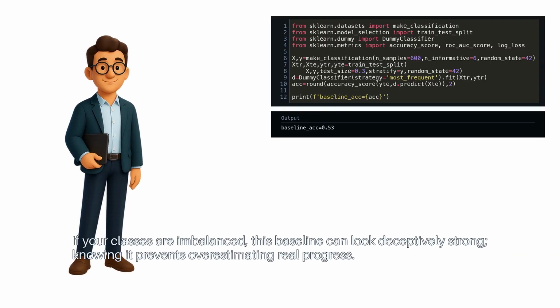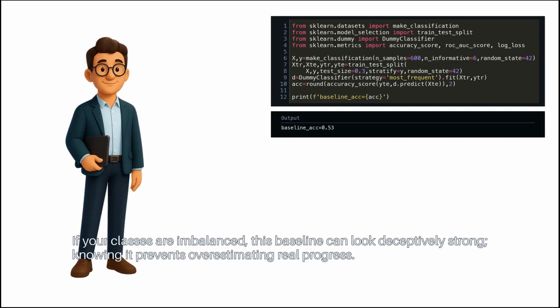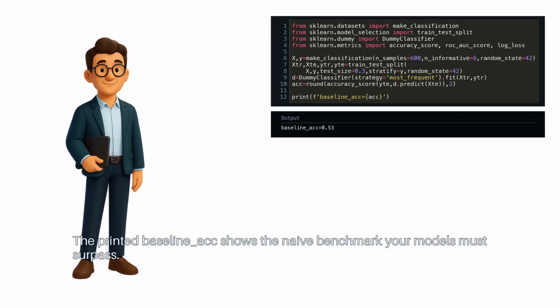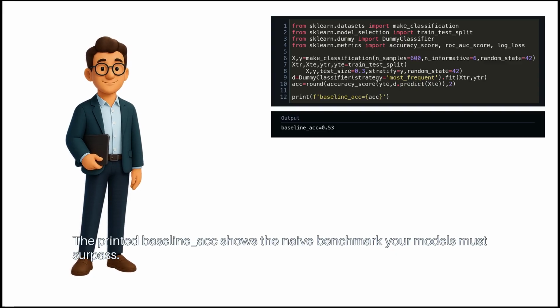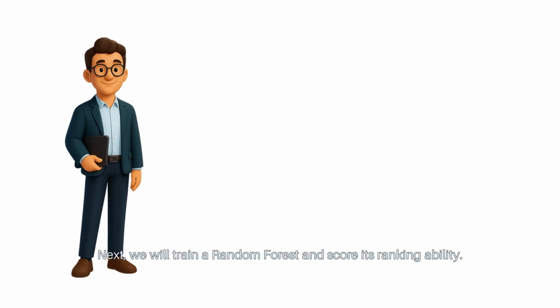If your classes are imbalanced, this baseline can look deceptively strong. Knowing it prevents overestimating real progress. The printed baseline accuracy shows the naive benchmark your models must surpass. Next, we will train a random forest and score its ranking ability.